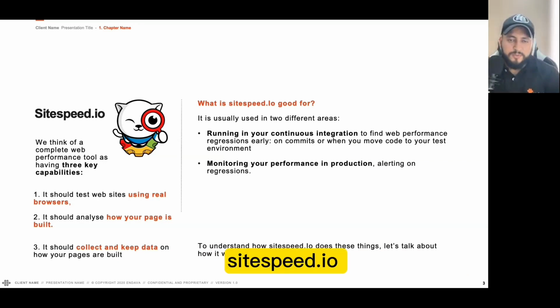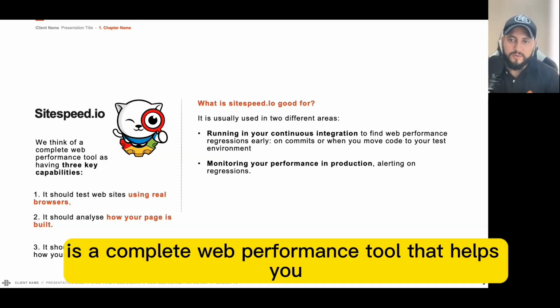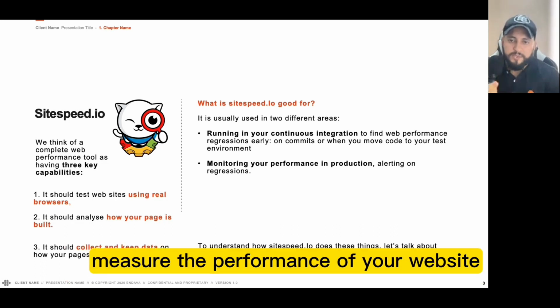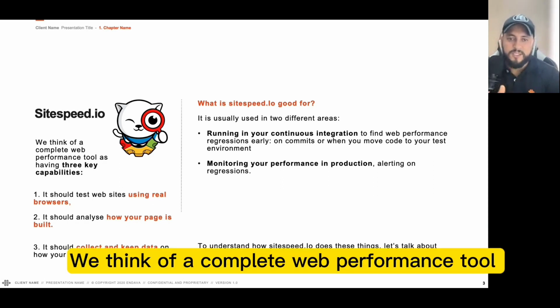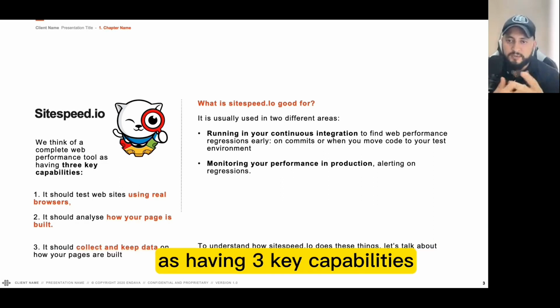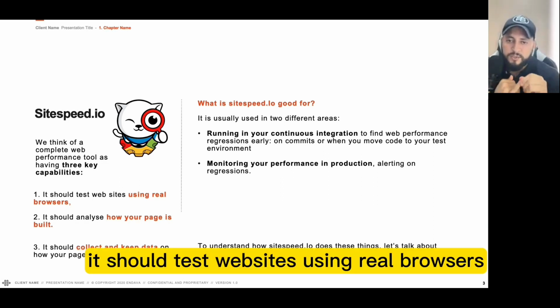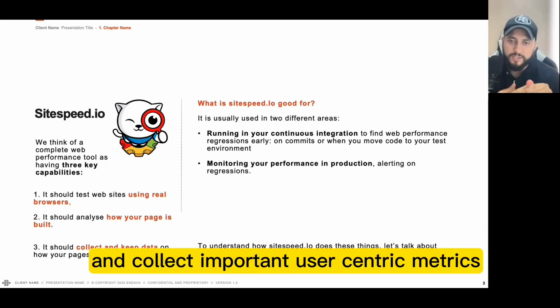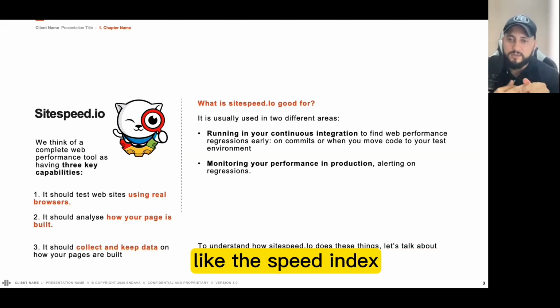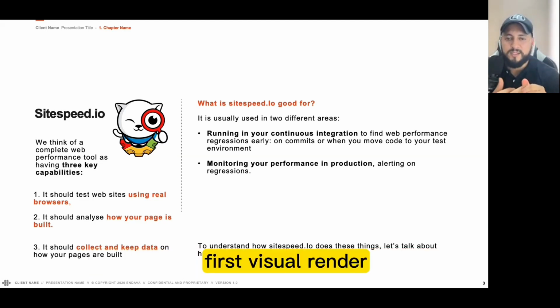So SciSpeed.io is a complete web performance tool that helps you measure the performance of your website. It is free? Yes, it's free and it's open source. Nice. What exactly does that mean? We think of a complete web performance tool as having three capabilities. It should test websites using real browsers, simulating real user connectivity, and collect important user-centric metrics like the speed index or the first visual render.